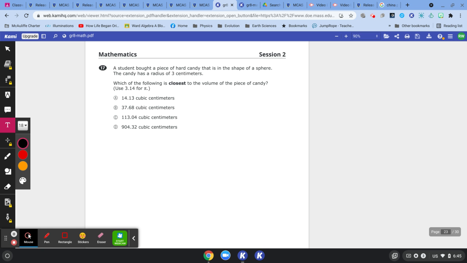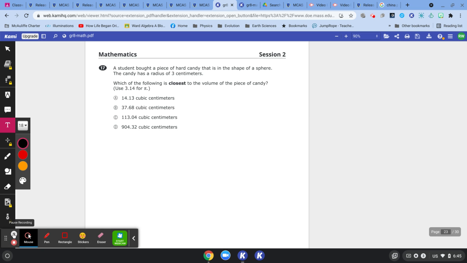grade. And we have this question: a student bought a piece of hard candy that is in the shape of a sphere. Ooh, it's a sphere. So they're going to make this all geometry-like. The candy has a radius of 3 centimeters. That's a key piece of information you'll need. Which of the following is the closest to the volume of the piece of candy? Then they recommend using 3.14 for pi.